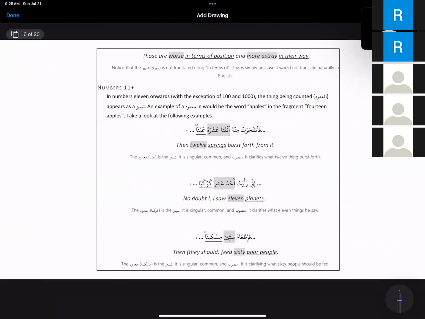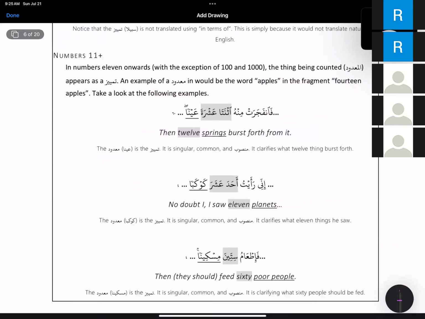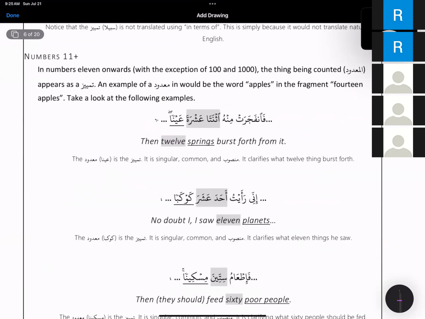Okay, so some more examples over here. That is the translation from the previous example. Okay, then comes numbers. So number can be ambiguous. For example, in number 11 onwards, with the exception of 100 and 1000, the thing being counted, meaning madud, appears as a tamyiz. An example of a madud would be the word apples in the fragment 14 apples. Okay, so we're going to look at the example. So basically what they are saying, numbers from 11 onward need a tamyiz after them. So number 11 up till 100, or 99, I should say.